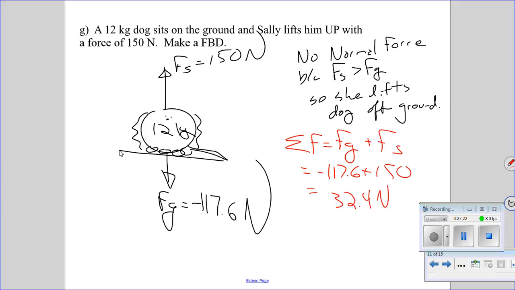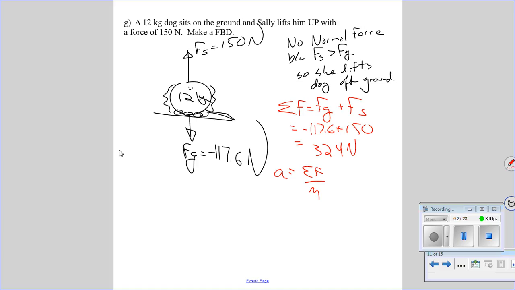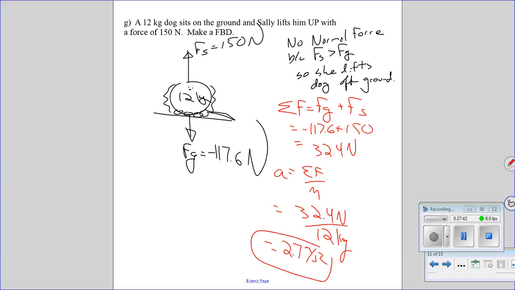And so now I can find my acceleration by doing net force over mass. So we've got 32.4 newtons acting on a 12 kilogram dog. So that's going to give you a 2.5 plus 0.2. So is that 2.7 meters per second squared? I did that in my head, so I should probably double check it. 32.4 divided by 12. I'm the smartest man alive.